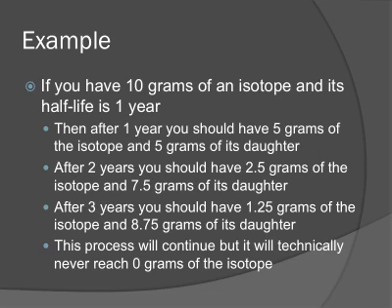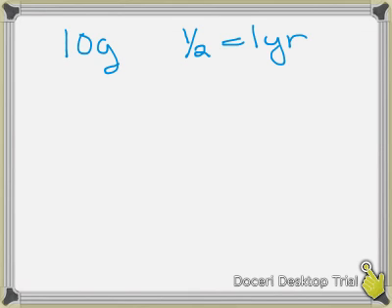This is how I like to do it. I'm going to take this away for just a second. But we had 10 grams. Its half-life equals 1 year, correct? So at 10 grams, if we're going to half it, after the first year, we're going to have 5 grams, right?